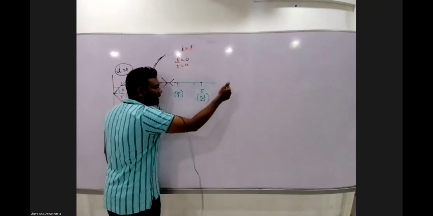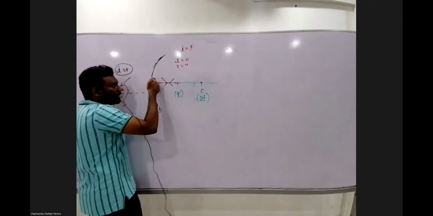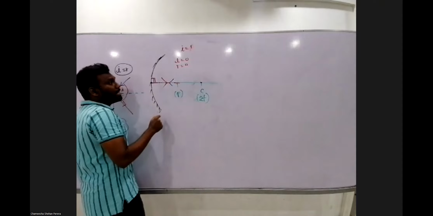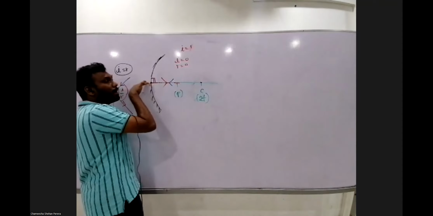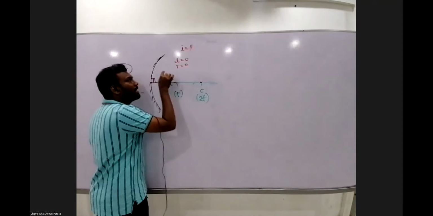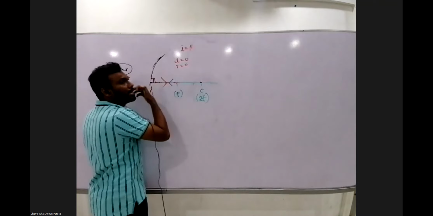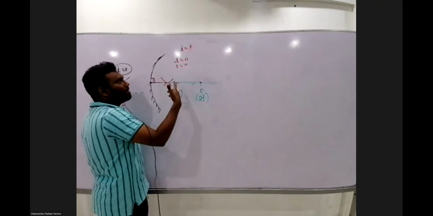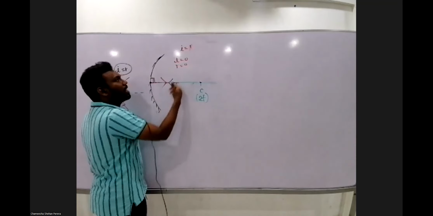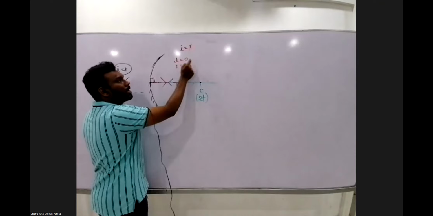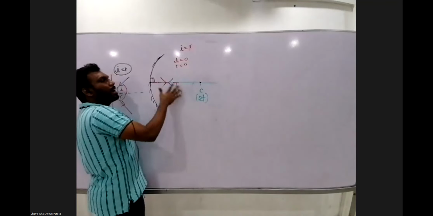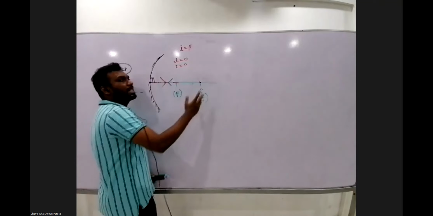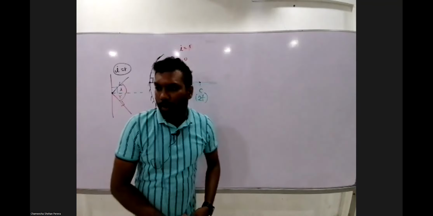When an incident ray travels along the principal axis, it strikes the mirror surface perpendicularly. That means the normal is constructed along the principal axis again, so the incident ray and the normal are on the same line. So there's no angle between the incident ray and the reflected ray. The incident angle is zero and the reflected angle is zero. So the light ray should get reflected back along the same pathway, along the principal axis.